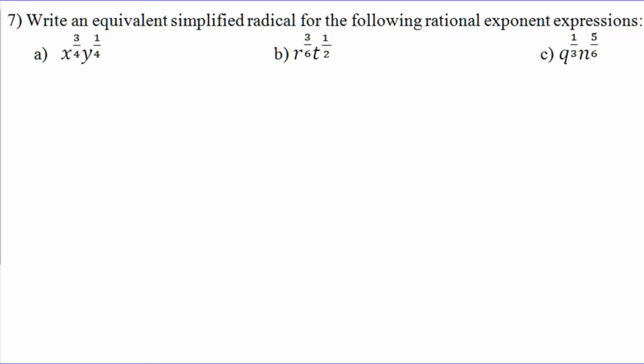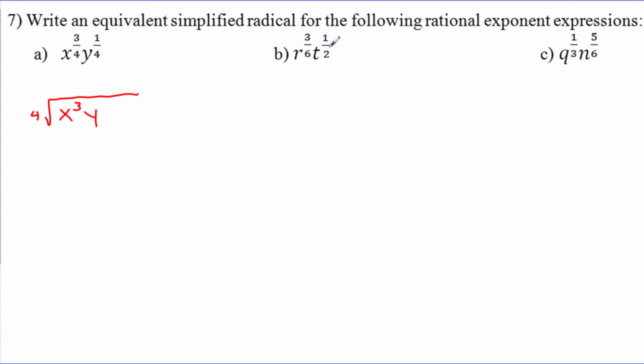Okay? Problem number 7 is asking us to write equivalent simplified radicals for each of these fraction exponent problems, rational exponents. Remember, the denominator for the fraction in both of these is 4, and that would be the index of the radical. So I'm going to make the denominators go away, and I'm going to turn that into an index 4 radical. And so I'm just going to leave the numerators x cubed and y to the 1, which I'm not going to write.